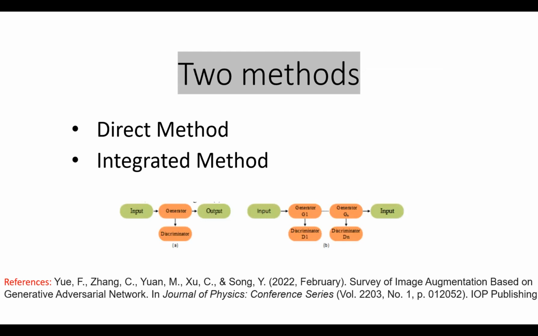One is the direct method and another one is the indirect method. But probably in this project, I'm going to use the direct method where the input is given to the generator and also to the discriminator, and the output is passed to the generator again. So I have taken the references from this survey of image augmentation, which is a conference paper published in the Conference on Physics in February 2022.